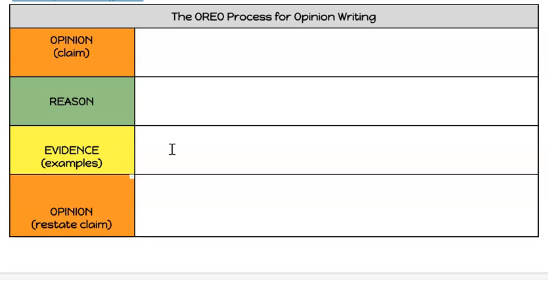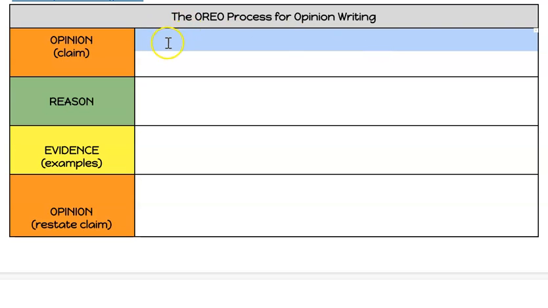Let's say, for example, you are given a question. Should students wear school uniforms at school? Once that question is given, now you're going to have to pick a side. Do you agree or not agree? Do you say, yes, students need to wear school uniforms? Or do you want to say, no, students should not be wearing school uniforms at school? So once you've made a choice, you're basically making your claim, okay? And that's what needs to go here.